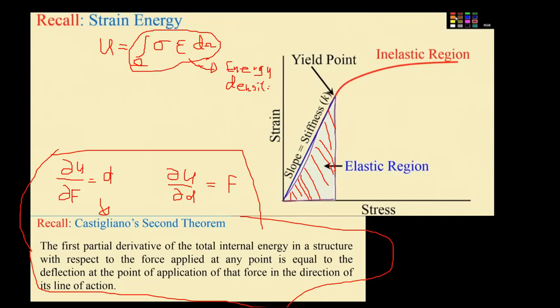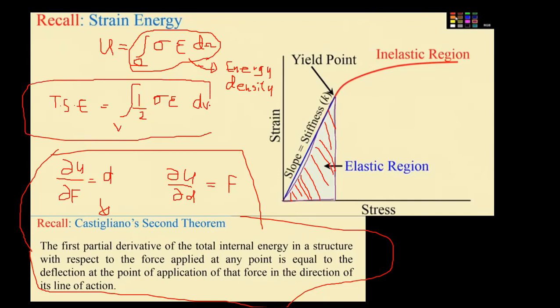So you need to determine the total strain energy. If you integrate this over this area, that will give you the area of this triangle, which is half into sigma epsilon naught. You need to again integrate this over the total volume to get the total strain energy. If you want, you can take this half out, that's a constant.